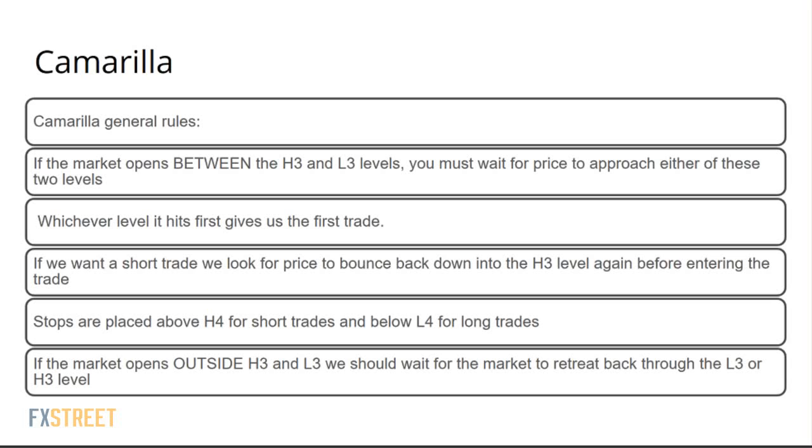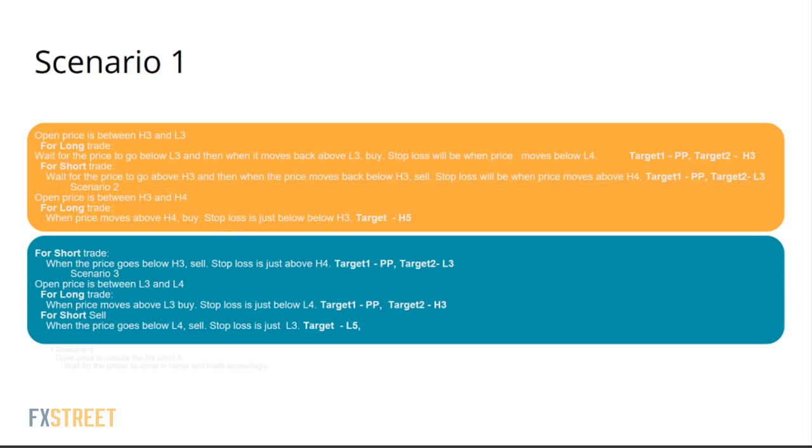If the market opens outside of H3 and L3, we should wait for the market to retreat back through the L3 or H3 level. This could be a little bit confusing for all of you who never saw Camarilla in action, but actually it's quite simple. I will also explain and show you on the chart. So let's go with this first scenario.